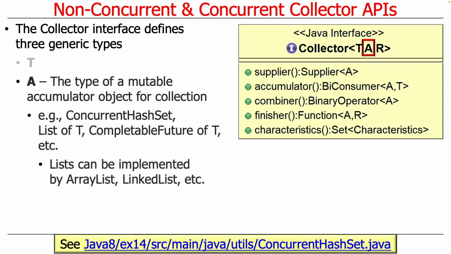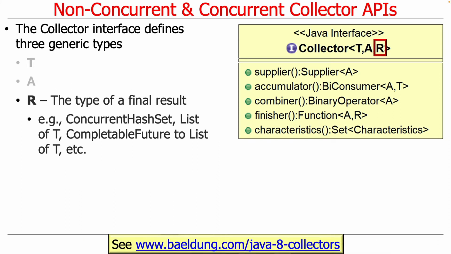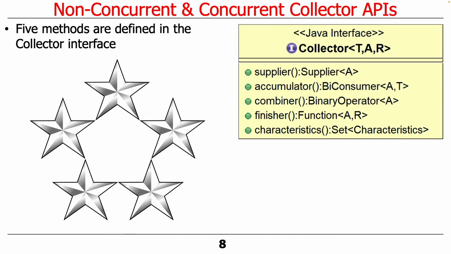Some common examples could be a list of T, a concurrent hash set, a map, a completable future of T, and these could be implemented all kinds of different ways. So array list, linked list, and so on. Very common to use array lists for this type of thing. Not always the case, but it's very common. And then finally, R is the type of the final result. This is what you want the collector to be collecting into. And this is typically something like a concurrent hash set, a list of items of type T, a completable future to a list of items of type T, et cetera. So those are the things that you are going to collect into.